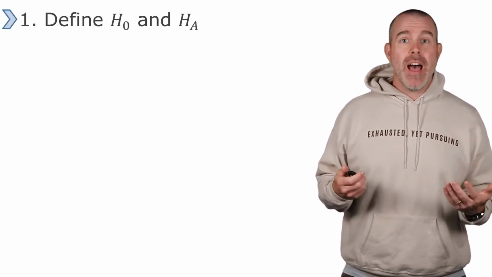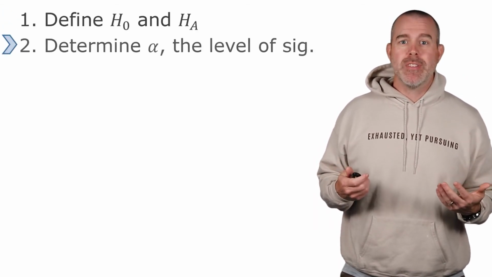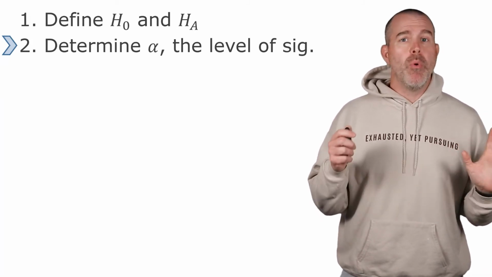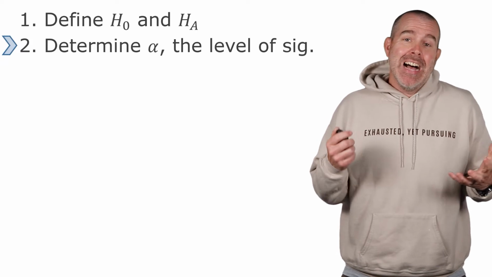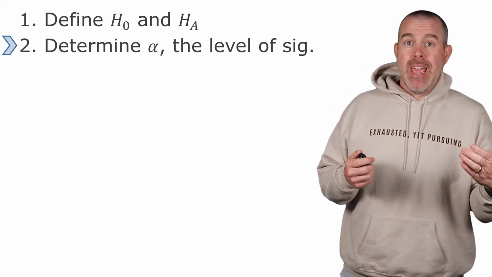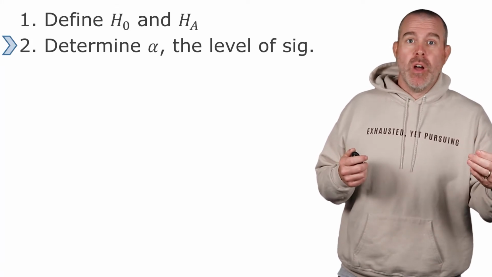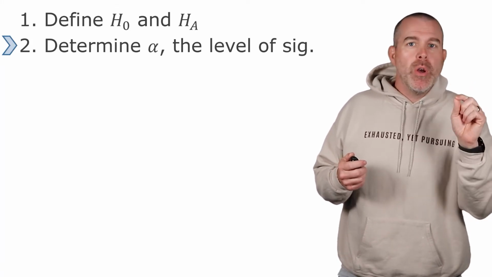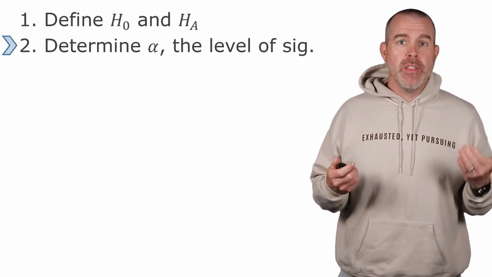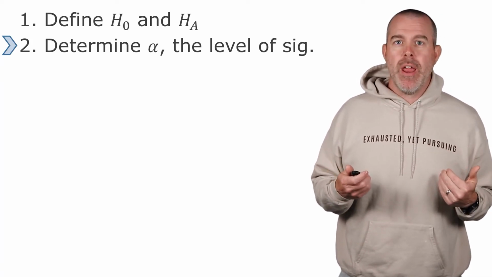First step, define your null and alternative hypothesis. Second step, choose your level of significance. When in doubt, you can choose 0.05, but depending on the consequences, if you make a type 1 error and that's a really bad mistake, maybe you're going to give someone a drug that has a chance of killing them, maybe you put 0.01 or 0.001 as your level of significance. Depends on the consequences of that type 1 error.